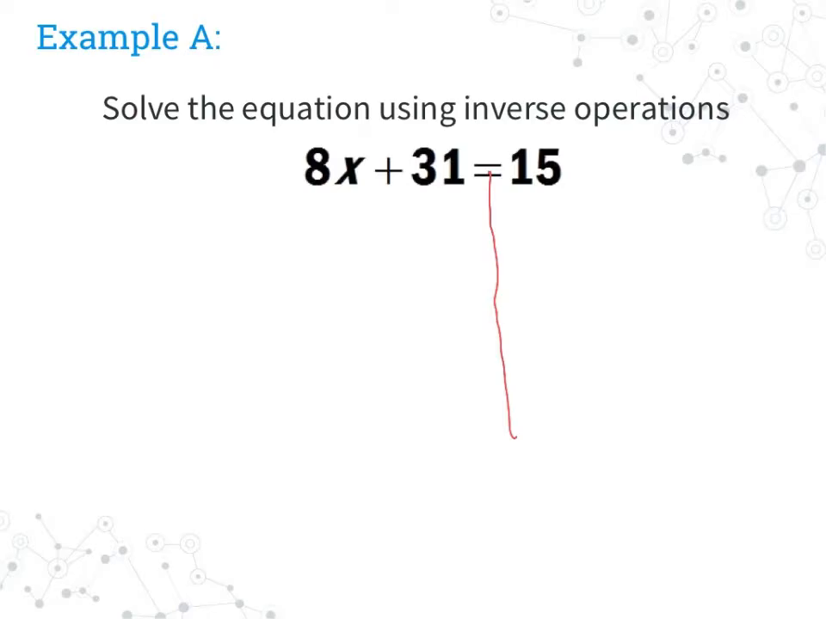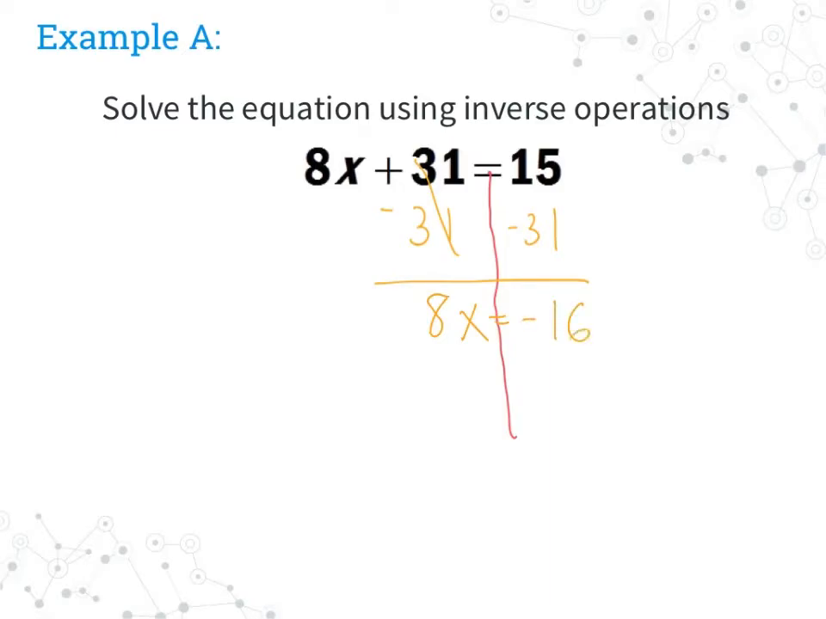So that's the number without the variable, so I've got plus 31. The opposite of plus 31 is minus 31, so I'm going to subtract 31 from both sides. And I can use my calculator here if I don't know my integer rules. Positive 31 and negative 31 are going to cancel out, leaving me just 8x on one side. 15 minus 31 leaves me negative 16.